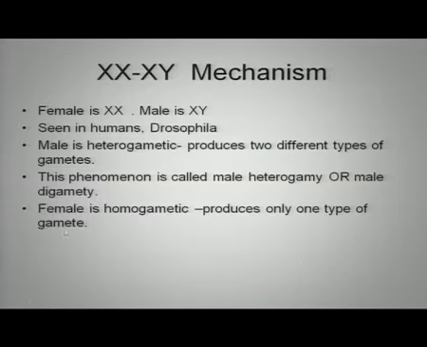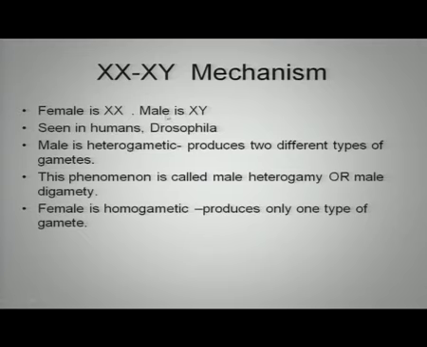Now, the first mechanism of chromosomal sex determination, that is XX and XY mechanism of sex determination. Here the female is represented as XX, that means female possesses two X chromosomes, and male is represented as XY, one X chromosome and one Y chromosome. The same phenomenon you can see in humans as well as in Drosophila and Melandrium album in plants.